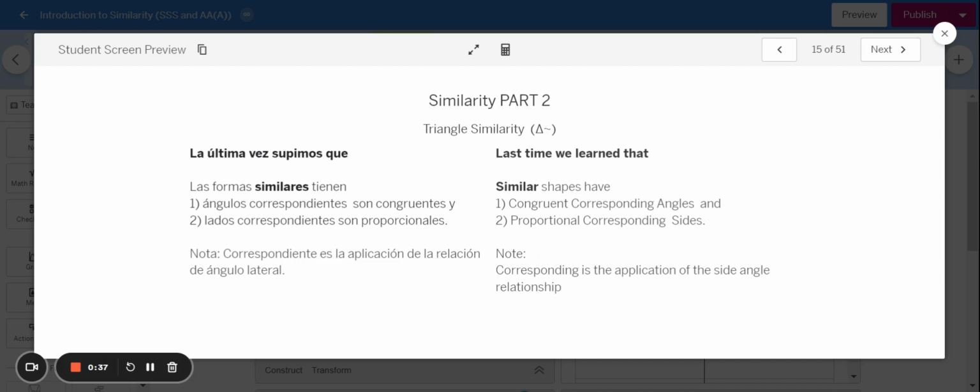I want to make a note that corresponding is the application of that side angle relationship. So an angle corresponds to the side that it opens up to. It's across from that angle. Cool.